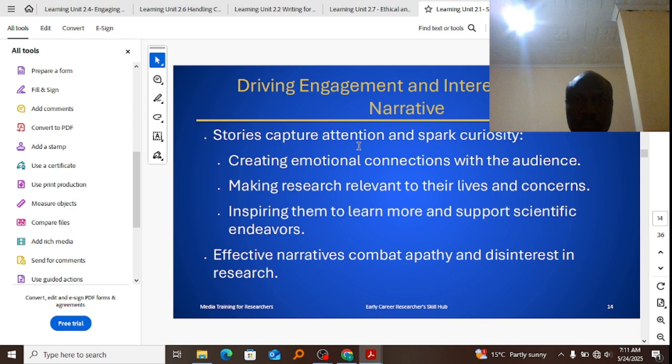Driving engagement and interest through narrative: stories capture attention and spark curiosity, creating emotional connections with the audience, making research relevant to their lives and concerns, inspiring them to learn more and support scientific endeavors. Effective narratives combat apathy and disinterest in research. So narratives can capture attention and spark curiosity. It is a way of creativity, just to make your research be accepted. People will want to listen to your research findings through narratives because it makes it interesting.